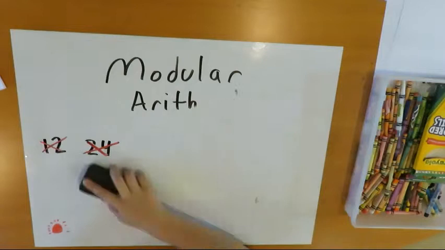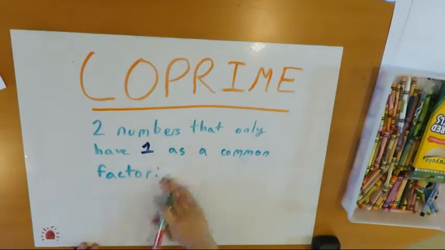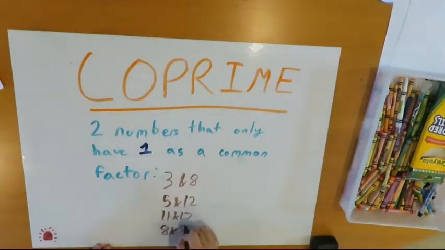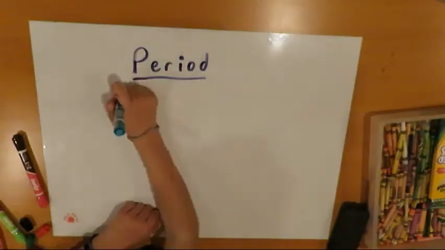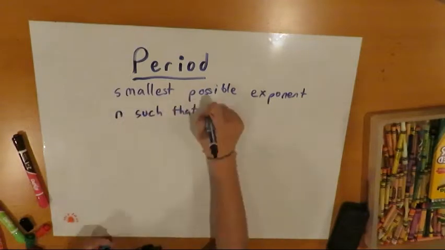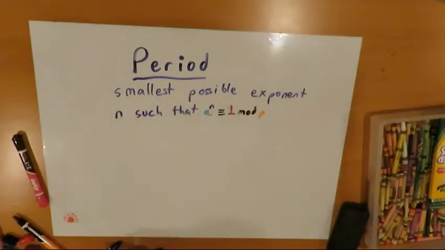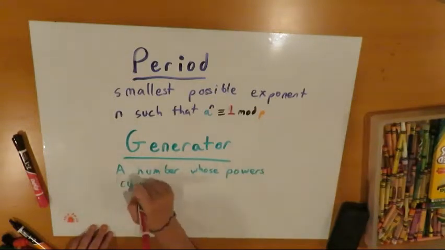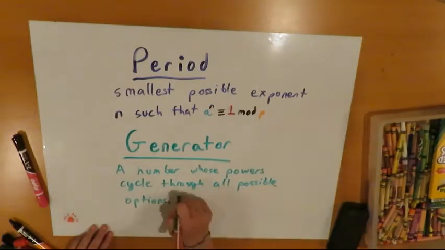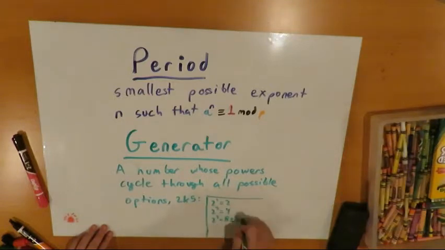Another important mathy word is coprime, which means that a given two numbers don't share any common factors other than 1. There are special properties of certain coprime numbers. For example, every coprime pair of numbers has a period, which is the smallest positive exponent that will get the number to equal 1 when modded. We call a number a generator when its successive powers go through every option.